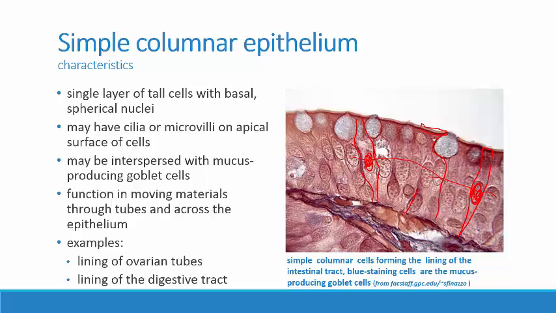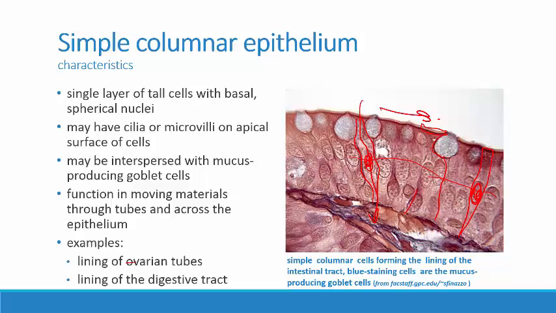And their job is to move materials through tubes. So we're trying to get material to move across the surface of the cell, and then across the epithelium to bring materials through the cells and into the body fluids on the opposite side of the epithelium. And so we'll see a simple columnar epithelia at the lining of the ovary tubes, the ovarian tubes, where the cilia help to wave. They wave, and they push the egg through the uterine or the ovarian tubes.